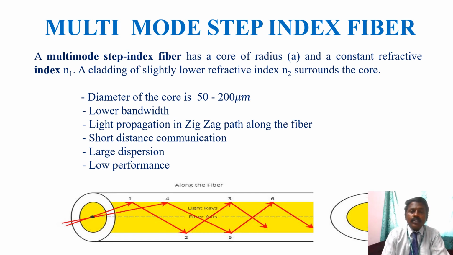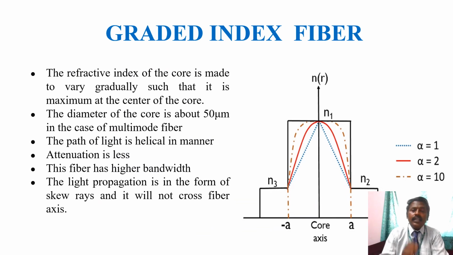Okay, so the diameter of the core is 50 to 200 micrometer, lower bandwidth, light propagation in a zigzag path along the fiber, and it is applicable for only short distance communication. The dispersion is maximum and the performance is minimum, so it is applicable only for the shortest distance communication. Then graded index fiber.